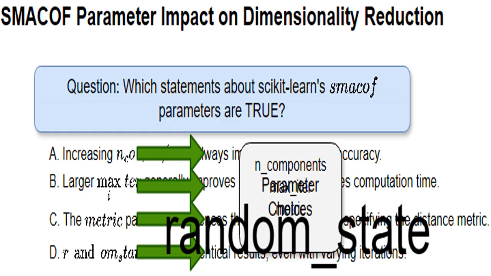This parameter controls the randomness in the algorithm. Using a specific number ensures reproducibility. However, because the algorithm is iterative, different numbers of iterations with the same random state might yield minor differences in the final results.